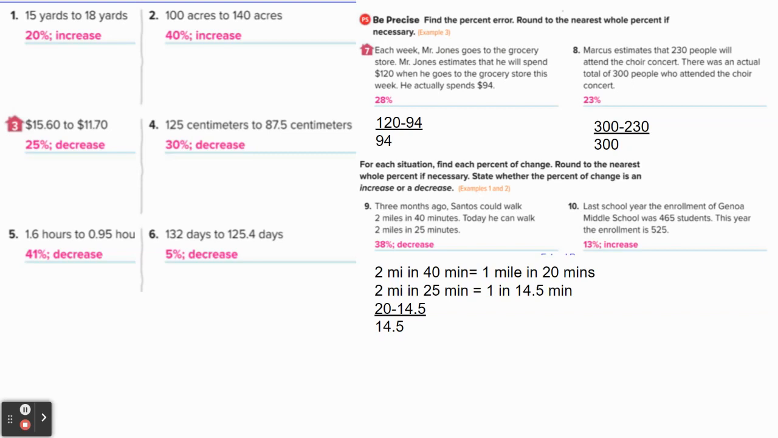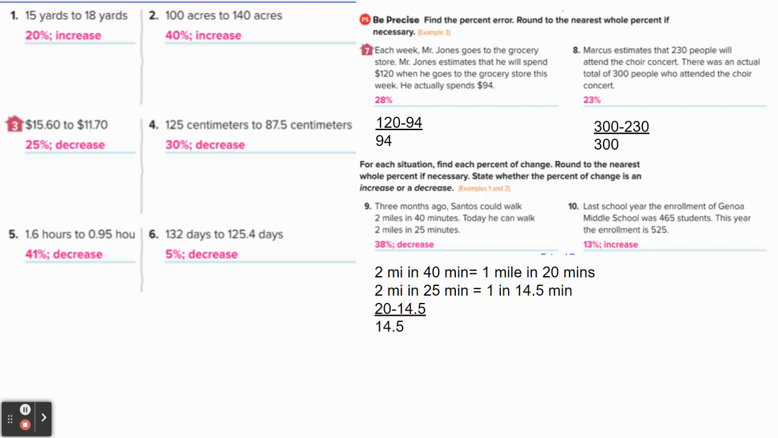Alright, number 1, 2, 3, and 4 we did basically in class. 5 should have been 41% decrease. 6, 5% decrease. 7 was 28%. You had to divide by the actual. I don't think we got that far in class, so I wasn't able to tell you guys that, but you divide by an actual when you have an estimation problem. So I did put the tips in Google Classroom yesterday before I left.